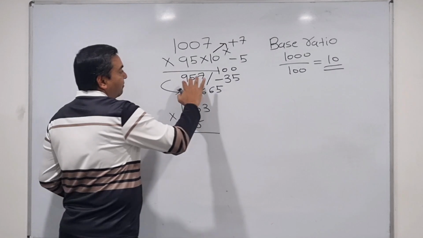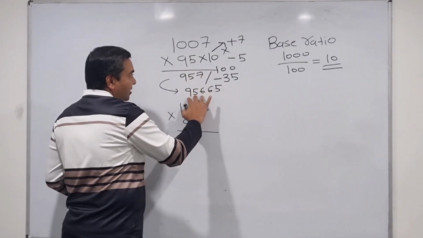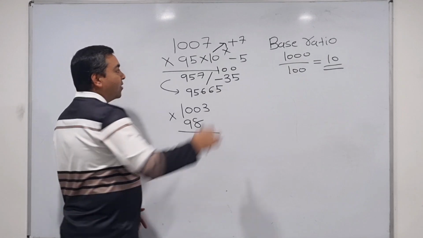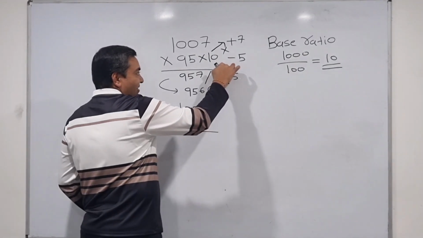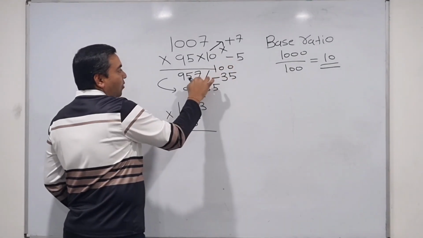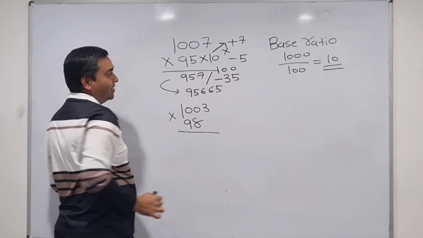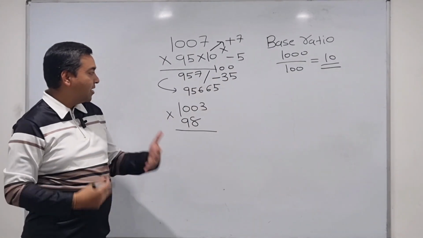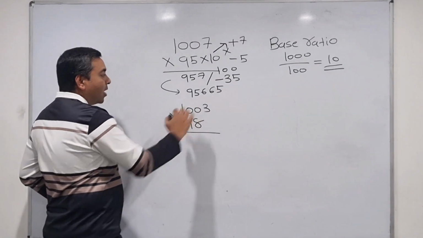What did we do? We reduced this by 1. So 956. This is negative 35. To make it positive, I minus it from 100. And to accommodate that, I already reduced this 7 to 6, guys. Yes. And I'm done. We're doing one more question, guys, and then you can understand the whole process.